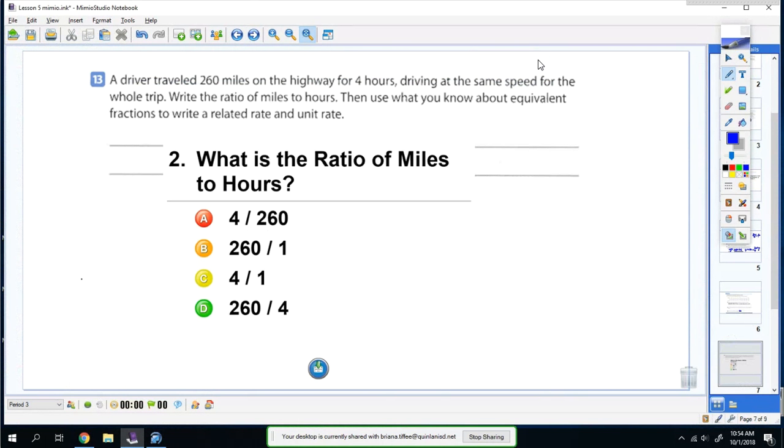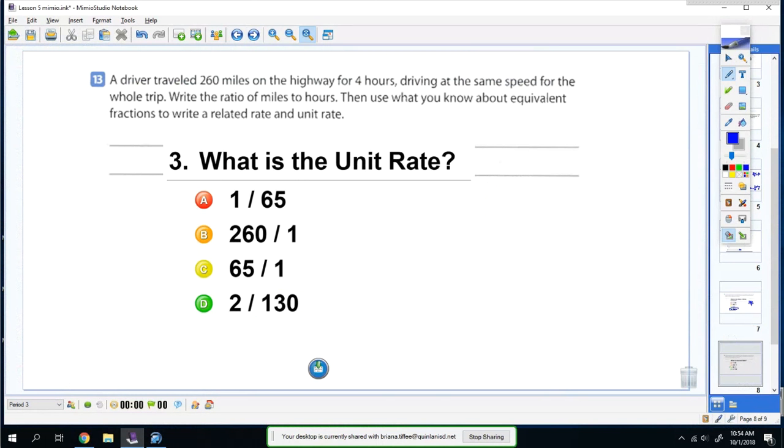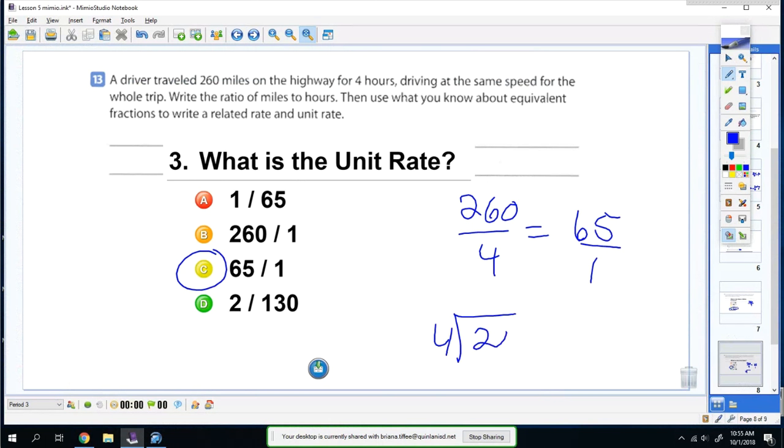Okay, a driver traveled 260 miles on the highway for 4 hours. Driving at the same speed for the whole trip, write the ratio of miles to hours. So the ratio of miles to hours, well, there's 260 miles for every 4 hours. Answer choice would be D. Then find the unit rate. Well, if our ratio is 260 miles for every 4 hours, that means my unit rate will be 65 over 1. You just divide it. You divide 4 into 260.